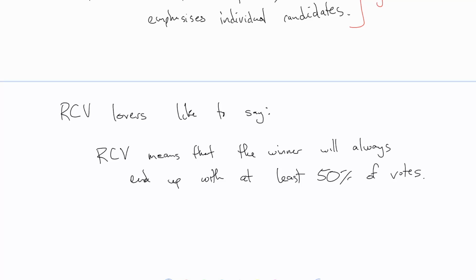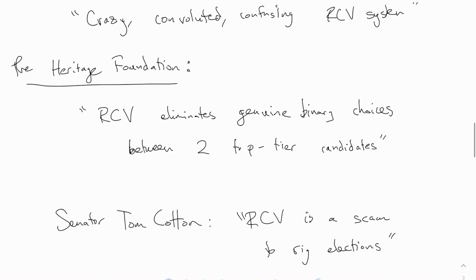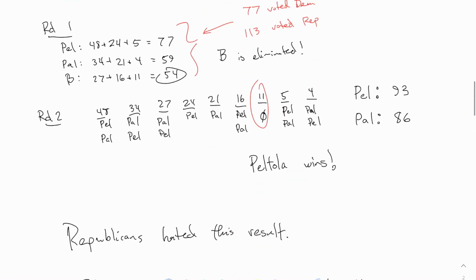And if we look at the Palin-Peltola business, you can see right here in the final result, Peltola actually does have more than 50% of these votes, right? I don't know what the percentages are, but you could figure them out if you want to. Peltola has more than half of the votes.